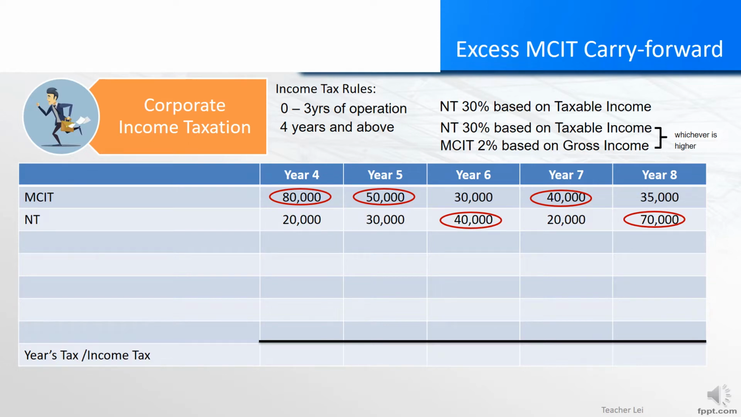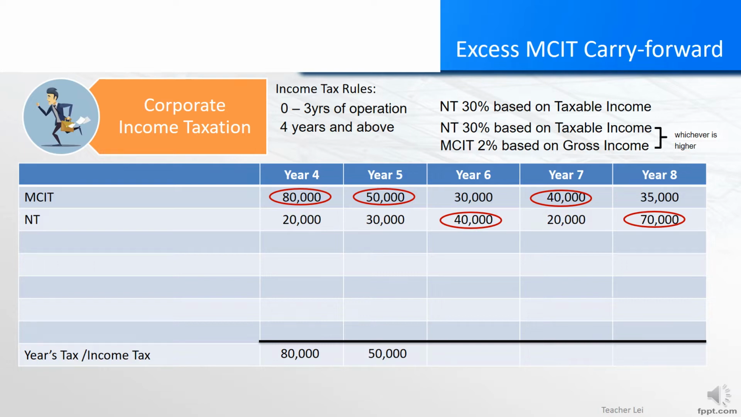Should the minimum corporate income tax be higher than the normal tax, then the year's tax should be the minimum corporate income tax. In our example, since minimum corporate income tax of 80,000 is higher than the normal tax of 20,000 in year 4, the year's tax is MCIT of 80,000. Same with year 5. Again, minimum corporate income tax of 50,000 is higher than the normal tax of 30,000. Therefore, the year's tax is 50,000.